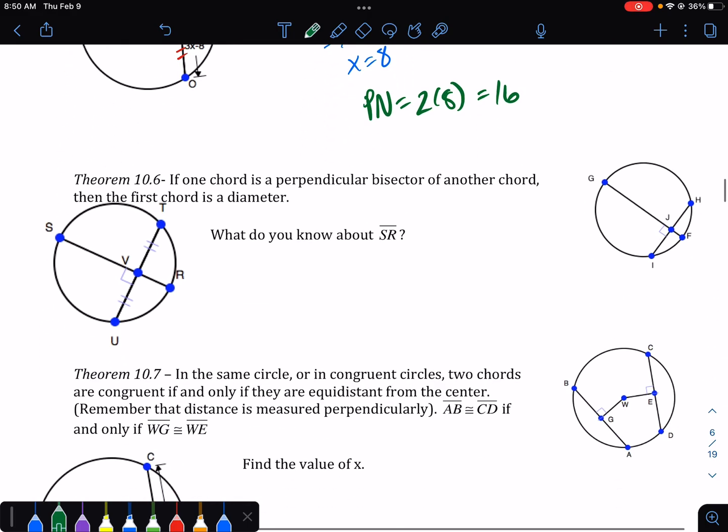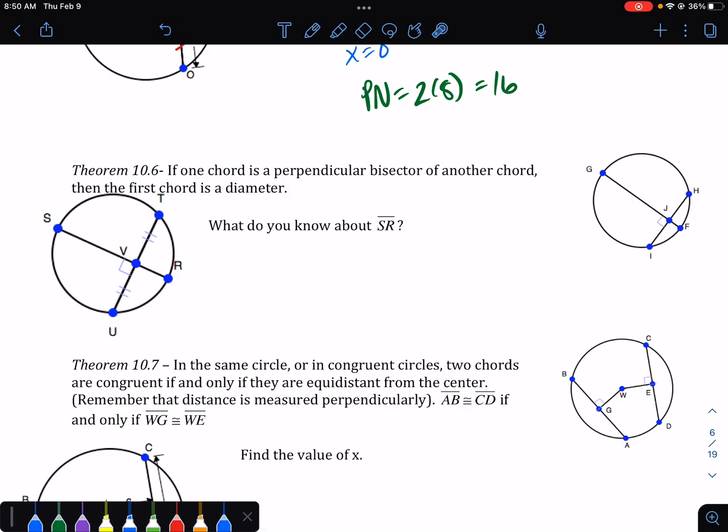Okay. Now we can also go the other direction. If we have a chord that's a perpendicular bisector of another chord, then the first chord is the diameter. So if this chord is a perpendicular bisector of this one, then we know that this is the diameter. So we know here, because this is perpendicular, since SR is a perpendicular bisector of UT, then SR is a diameter.